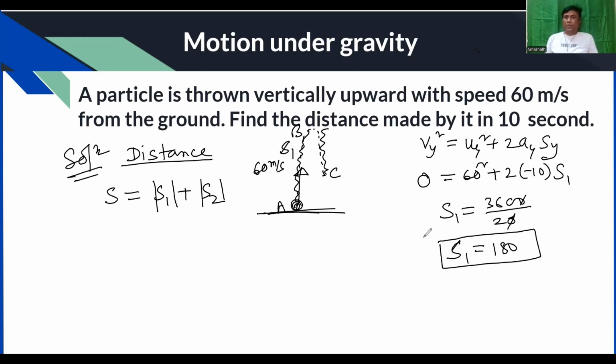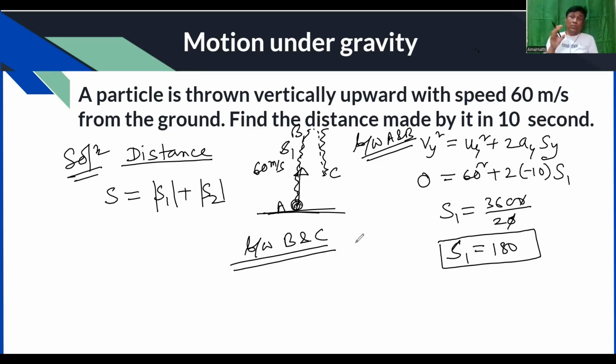So I have calculated the maximum height up to which it goes using the formula between point A and B. Now from B to C, remember again, it comes from the practice only. Which formula will be best? For me, I see Sy equal to Uy t plus half Ay t square. This formula, I think, is best.